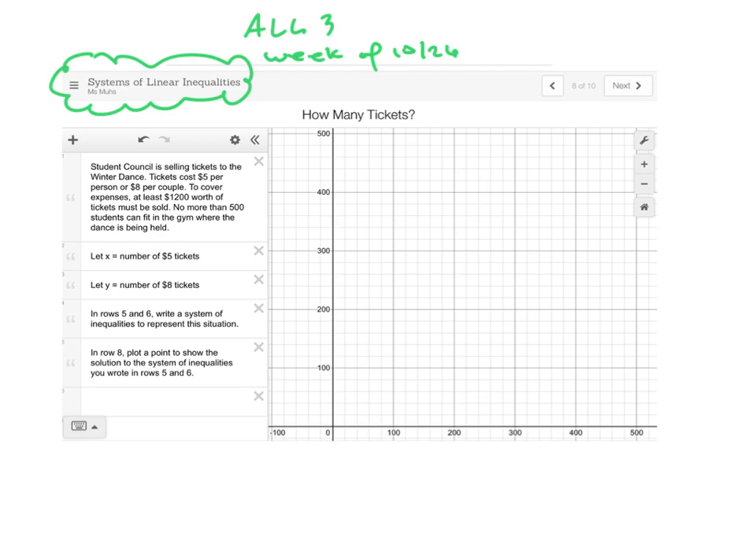So we have a problem. If we look at it, student council is selling tickets to the winter dance. Tickets cost $5 per person or $8 per couple. So there's two variables, right? I'm going to color coordinate. The amount of tickets, that's our Y, and then for X, it's down here. So I have two variables because it's math. And so that changes. This is a system of two inequalities.